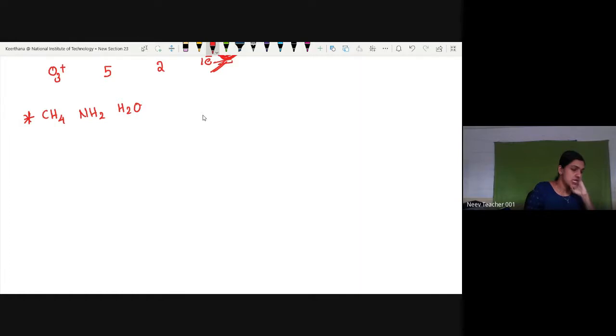Arrange the following in the increasing order of the bond length. What is the answer? Arrange the following in the increasing order of the bond length. What is the answer? Anybody? Or do I need to call someone?